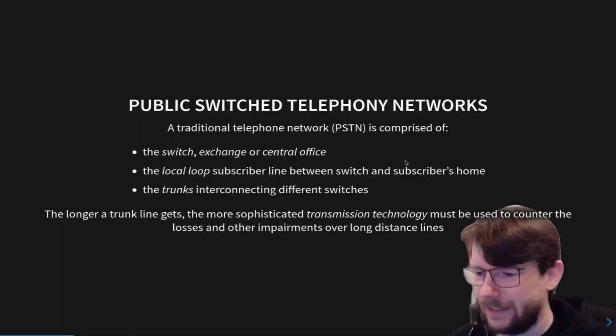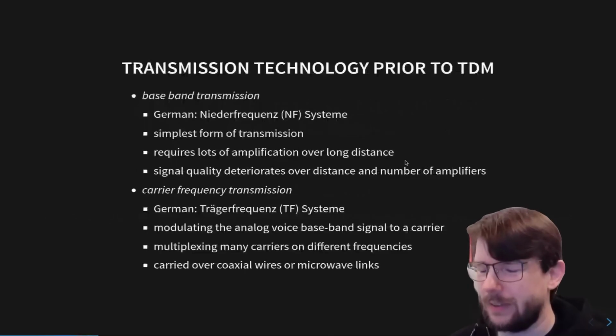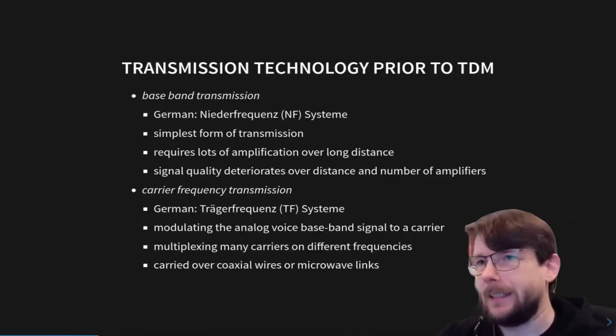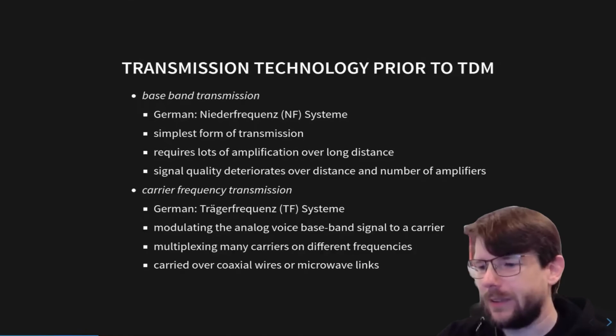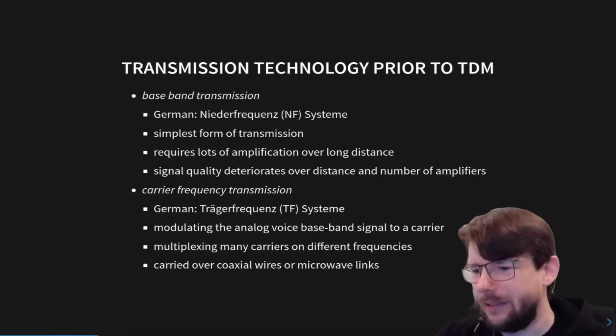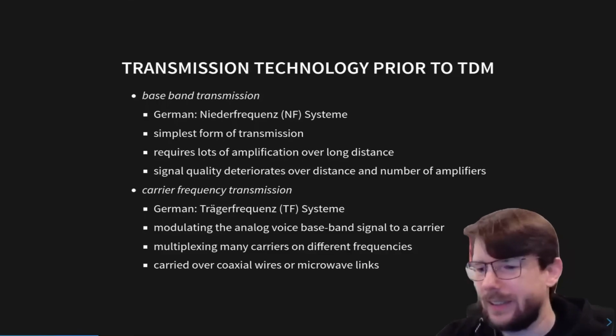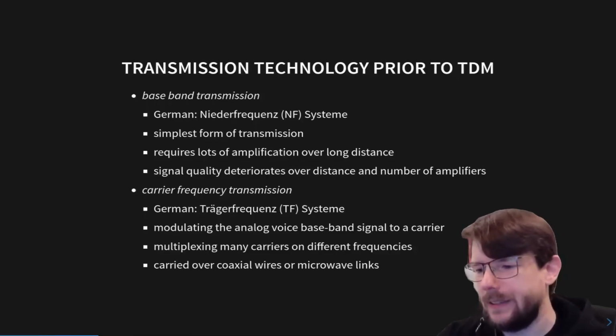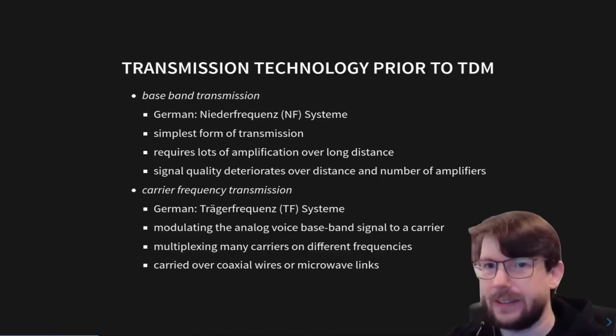So over time, transmission technology was introduced for those trunks. Before TDM and PCM systems came out, basically two general mechanisms were used. On the one hand, baseband transmission, or in German NF or Niederfrequenz systems, which is the simplest form of transmission. It's just the analog signal. They come in different flavors. It could be DC coupled, it could be AC coupled. You could have amplification if the distance is longer, and of course you have signal quality issues the longer the lines get.